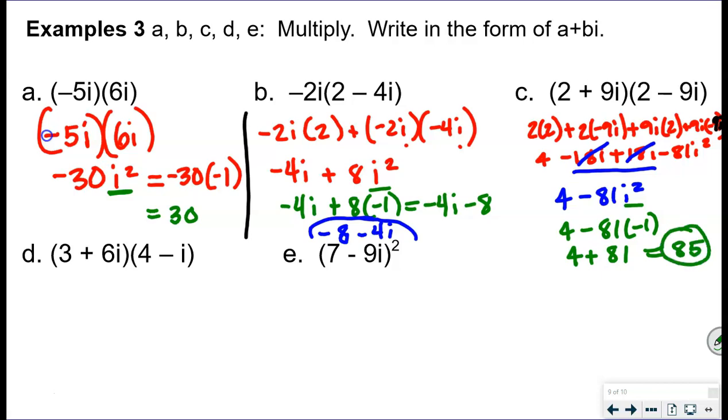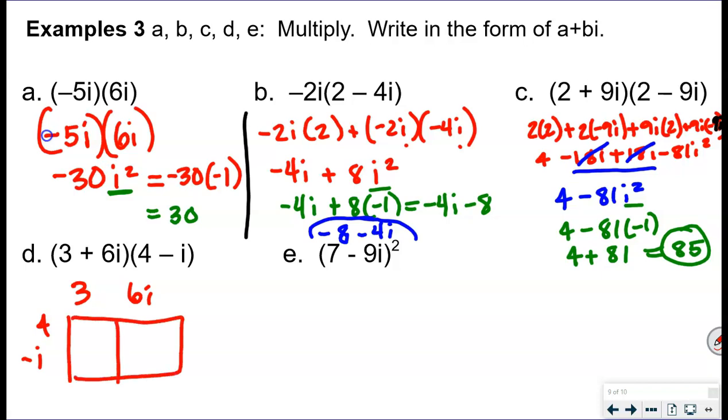Got it? All right, now let's do letter D. So again, you can use the box method or FOIL. I'm going to show you the box method on this one. So I'm going to do the 3 and 6i up here. I'm not going to do the plus. So let's just make a little space here. So I'm going to do 3 and I'm going to do 6i here. And I'm going to do 4 and minus i. And the key here is don't forget that minus.